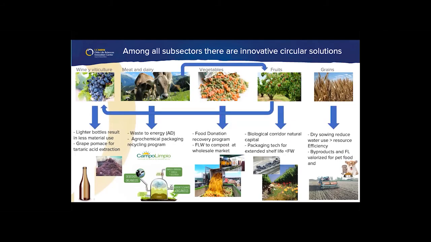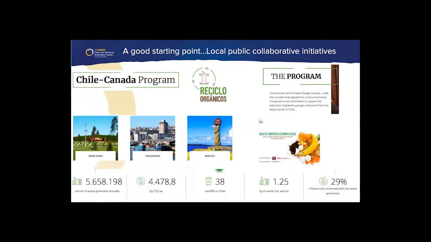So all of these examples that I mentioned here are efforts of the industry, okay? But I also want to mention that there are some local public collaborative initiatives, like the Chile-Canada program, that is working with municipal and household residues for composting and anaerobic digestion initiatives. These are demonstrative projects that are creating some momentum. Specifically, this program relates more to the consumer and creating awareness for the circularity of organic waste. So all of this shows that this is a good starting point.